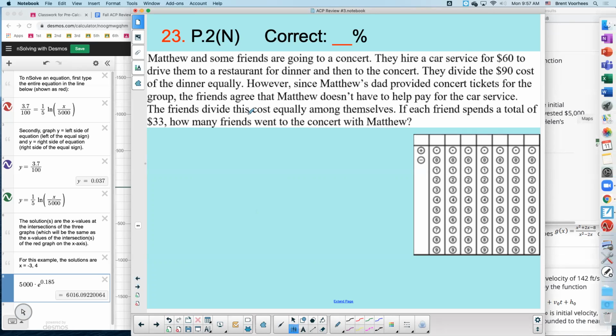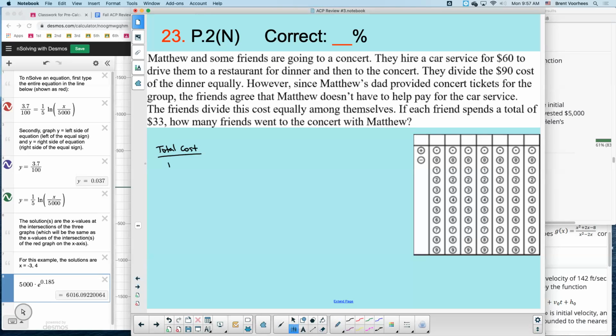Now, we've seen this problem a few times throughout the year. And the key to remembering how to solve this is if you take the total cost and you divide it by the number of people, you get what we call the average cost.